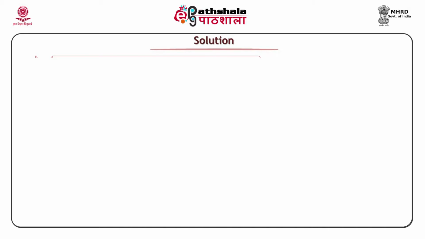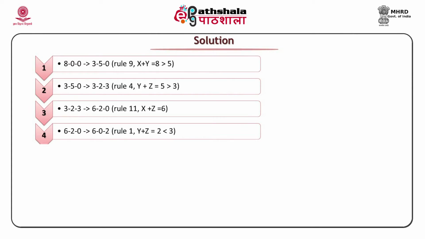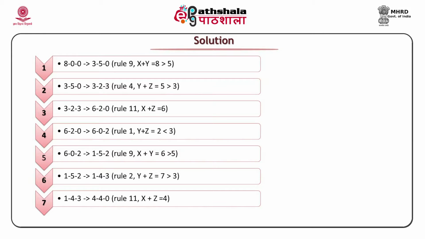Now, how do you solve this problem? Carefully look at how the solution is achieved. We begin with the state called 800, the initial state. We move on to the state called 350, where we are applying rule number 9, and so on. You can see rule number 9 is applied, then 4, then 11, then 1, then 9 again, and then 2 and 11. They are applied, and what you get is the answer. So this is how you can define a state space, have initial and final states, define moves, and apply moves to solve a problem.